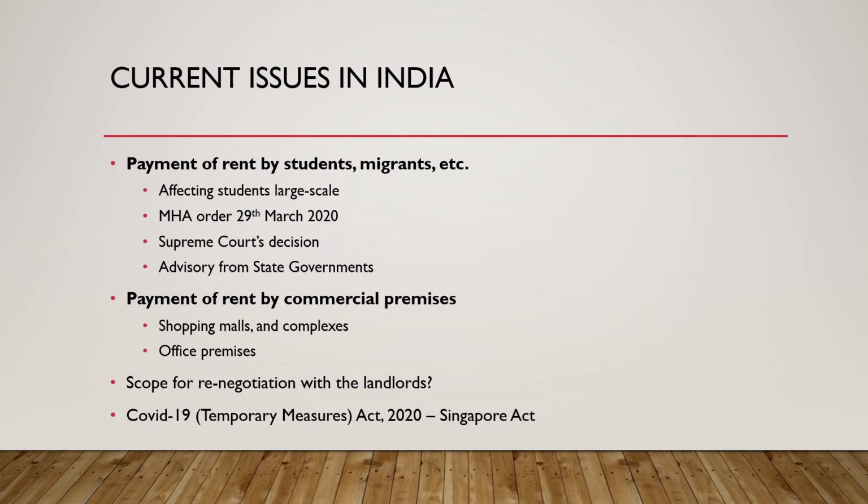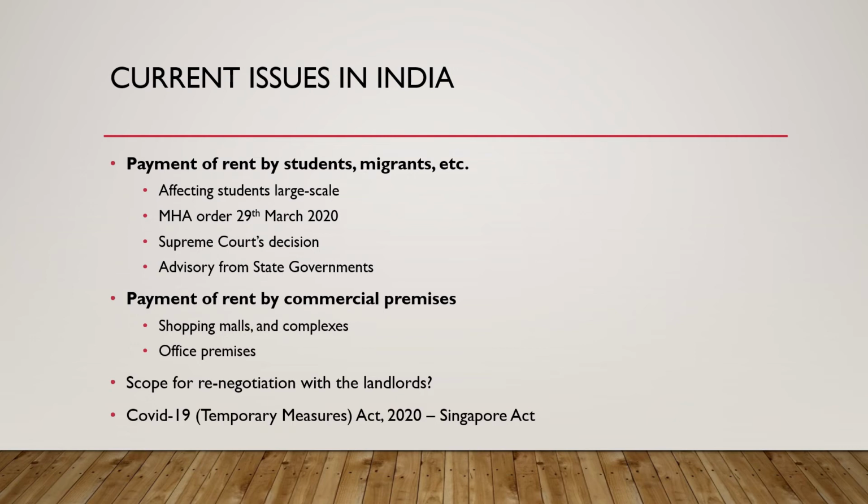There is no specific law that provides these tenants any kind of relief. However, there are guidelines. For example, the Ministry of Home Affairs released an order on 29th March 2020 stating that the landlords should not be asking for rents, at least they should be suspending these rents for a period of a month at that point of time when it was released. Despite this, there have also been various advisories from different state governments. For example, the state of Maharashtra and the state of Delhi requested the landlords not to charge rents from these students and other migrant laborers at least for a limited period of time.